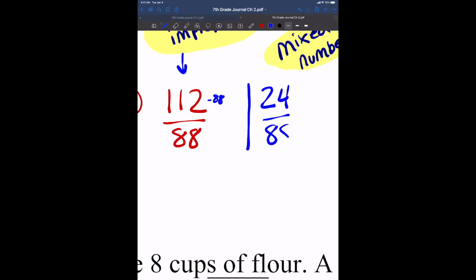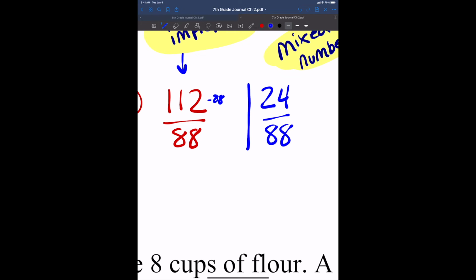Now you keep the denominator the same. So that's my trick for turning improper into mixed. You see how many of these can come out of here? You write that as a big number, multiply the big number by the denominator, and take it out of here. Okay? Now what do you guys notice about this?